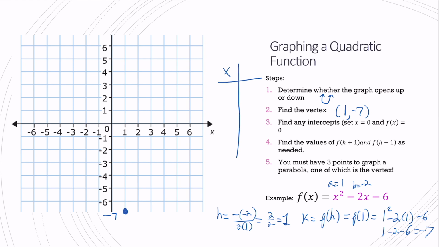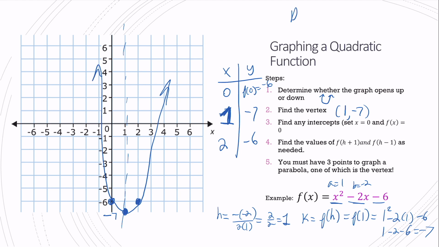Then I need to fill out a table. I need 3 points to graph a parabola. But what's really nice is I need 2 points equidistant from my vertex. So I could pick 0 and 2 to find those y values. When I plug 0 into my function, 0 squared minus 2 times 0 minus 6, I just get negative 6. And I know that this is my axis of symmetry, so I find that this is negative 6 as well. So there I have my 3 points. It's always good practice to state our domain and range. Our domain is all real numbers. Our range is from negative 7 to positive infinity.